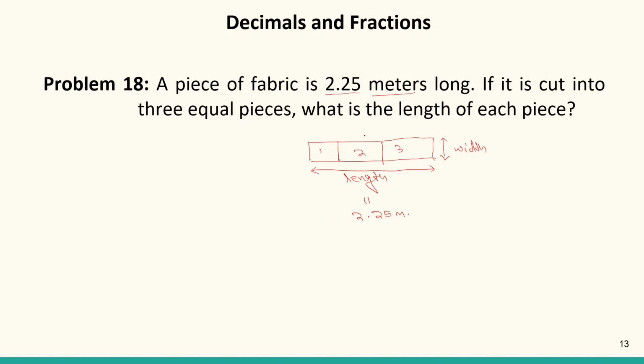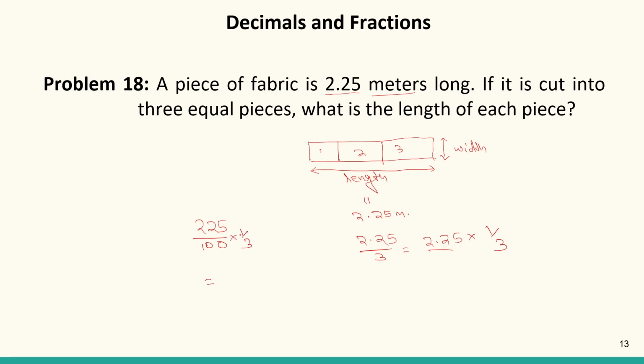So what is the length of each piece? If this rectangular cloth is divided into 3 parts, then 2.25 must be divided by 3. So 2.25 by 3, this is what we need to evaluate. We can write this as 2.25 into 1 by 3. Let's first convert this decimal into a fraction. So 2.25 into fraction is 225 by 100, and into 1 by 3.